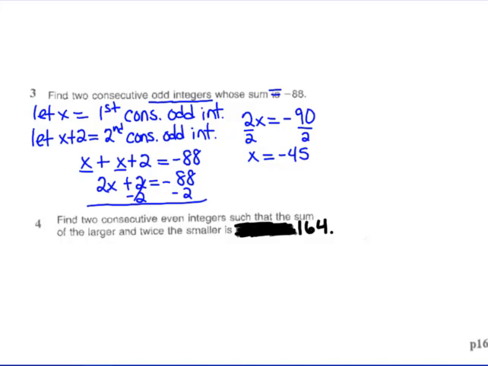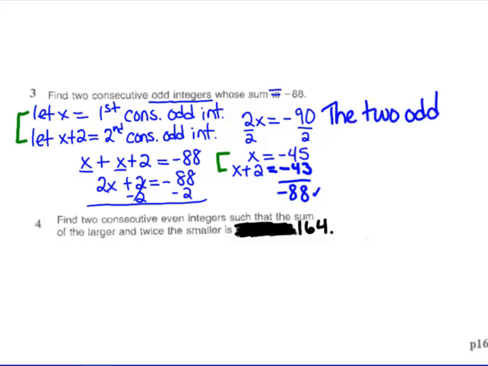So then adding 2 to this, my first odd integer is negative 45, so x plus 2. I have 2 let statements here, so I need to have 2 answers here. So adding 2 to that negative 45 will give me different signs. Subtract, I'm going to get negative 43. If I do a little mini check here, negative 45 and negative 43 gives me negative 88, which is what I want. Yippee. It does work. So the two consecutive odd integers are negative 45 and negative 43.